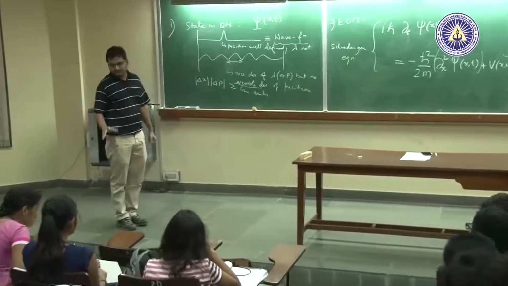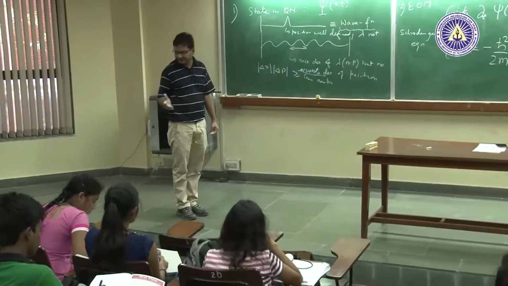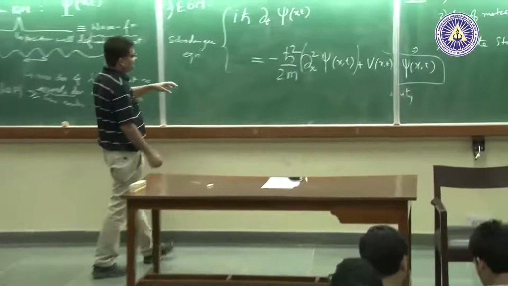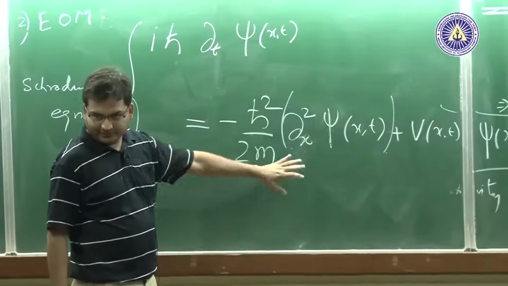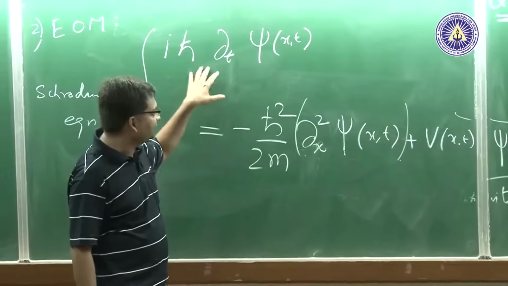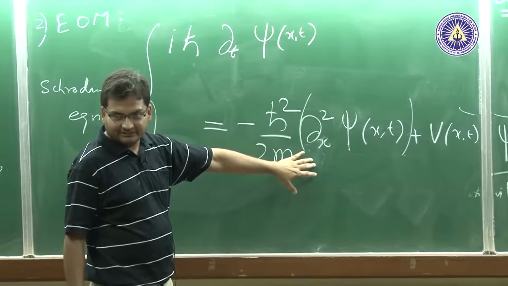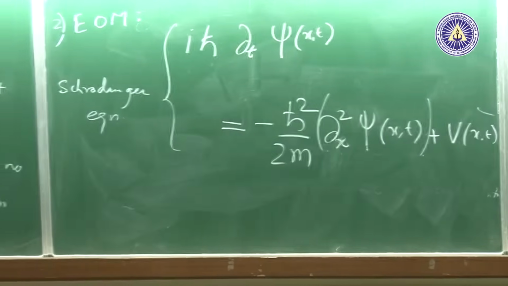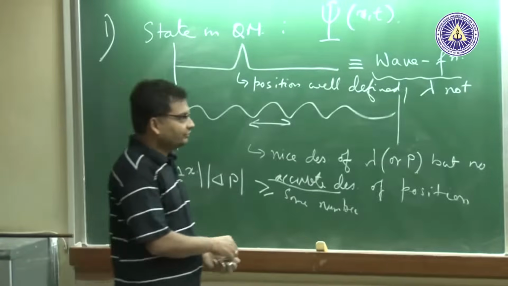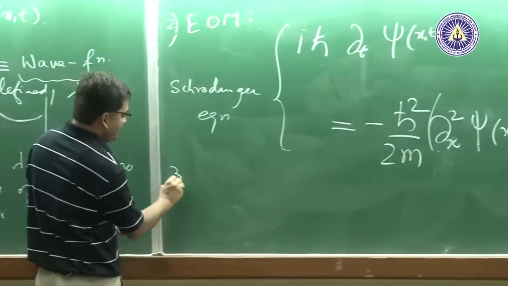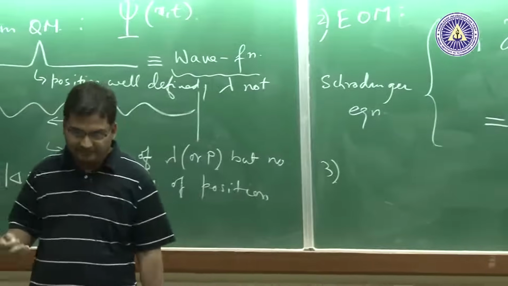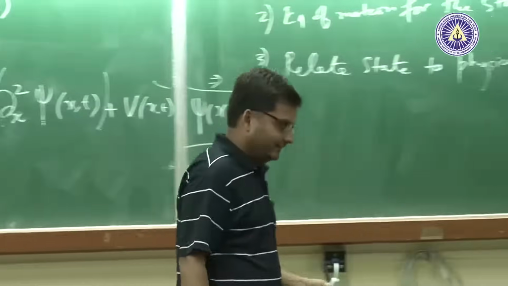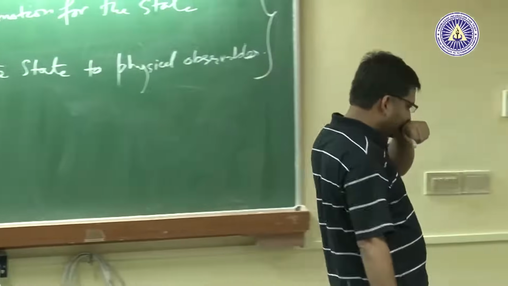Now, we need to ask what is the meaning of this wave function, what does it represent? It is a very abstract concept, it is given by a complex differential equation, homogeneous, first order in time, second order in space, and so on. So, we need a way to interpret this psi and connect it to physical observables.